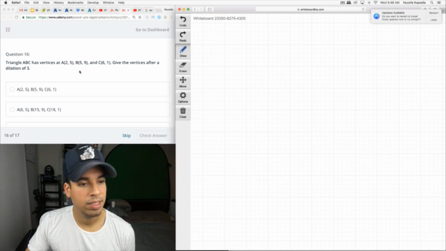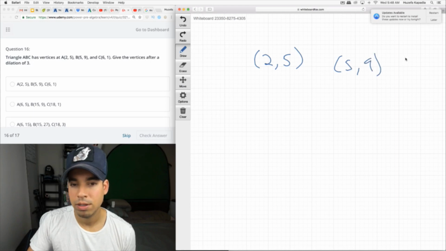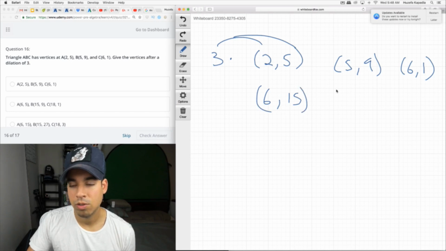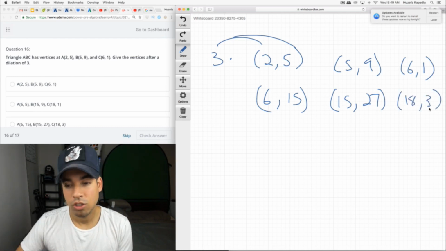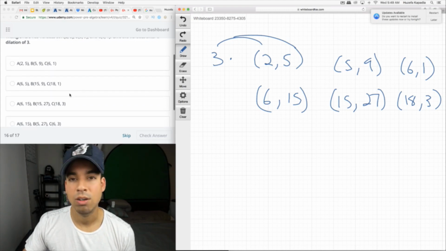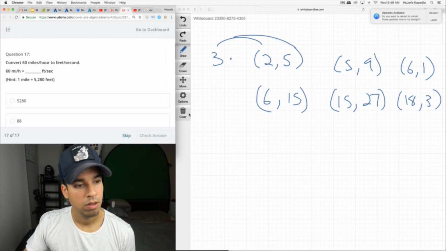Question 16. ABC has vertices 2, 5, 5, 9, 6, 1. Get the vertices after a dilation of 3. Same idea. We just take every coordinate and multiply it by 3. Boom, boom. And then so on and so forth. This becomes 6, 15. This becomes 3 times 5 is 15. 3 times 9 is 27. 3 times 6 is 18. And 3. And that's it. It's just a multiplication problem. Not too hard. You just got to know what you're doing. And that gives us this guy.